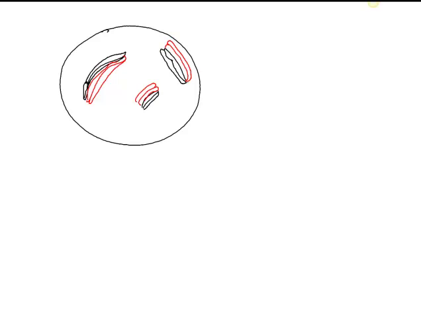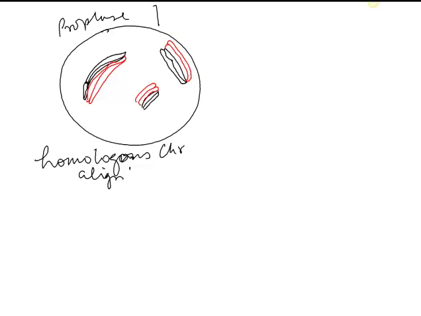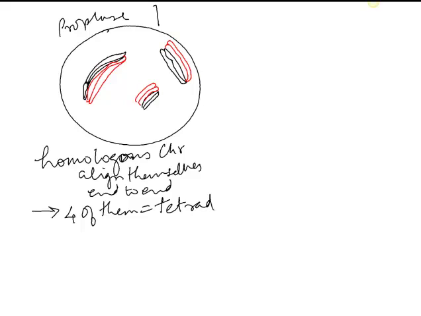Okay, so in prophase 1, what happens is homologous chromosomes align themselves end to end. Okay, so then there are 4 of them. Can you see? It's also called tetrad. Okay, at this point what happens is there is something known as a crossing over that takes place, called exchange of DNA.